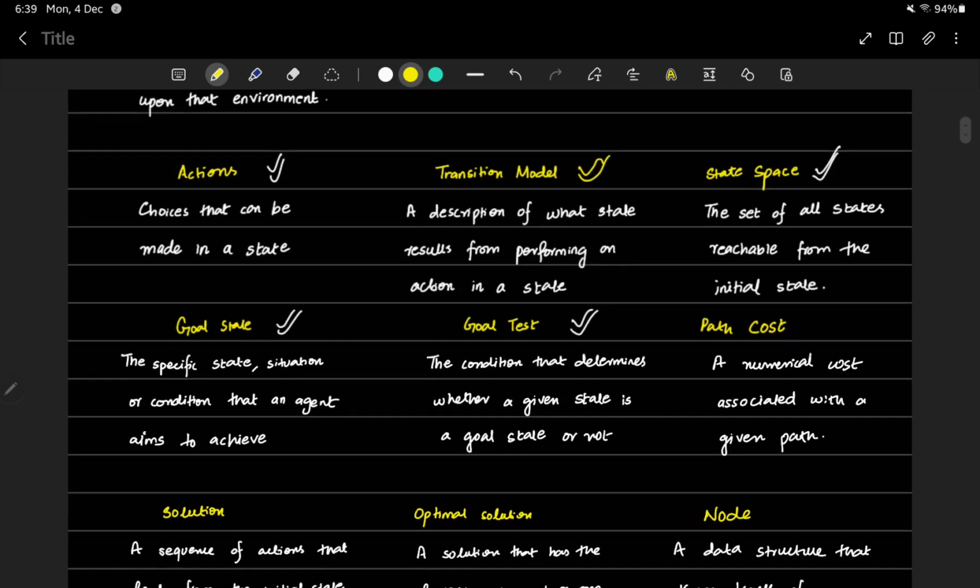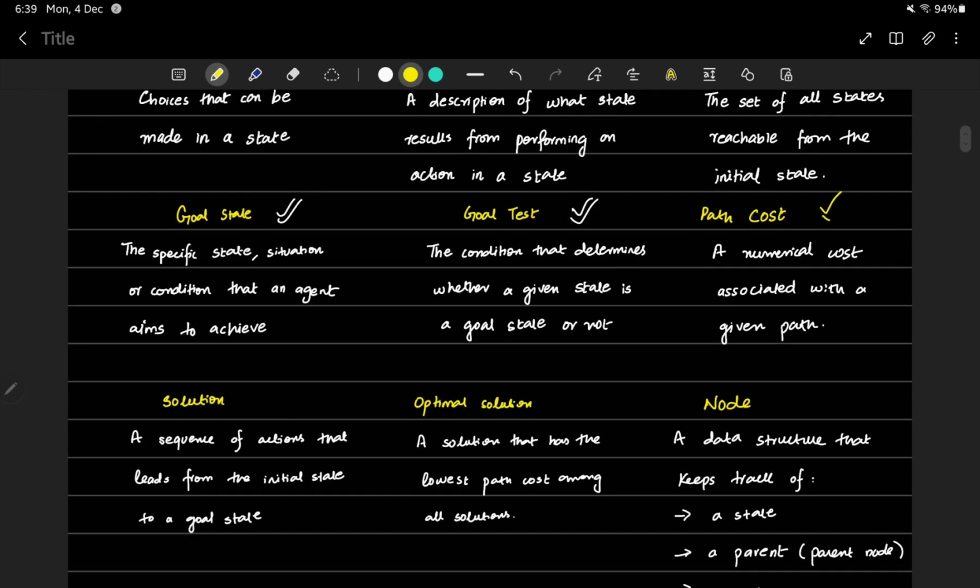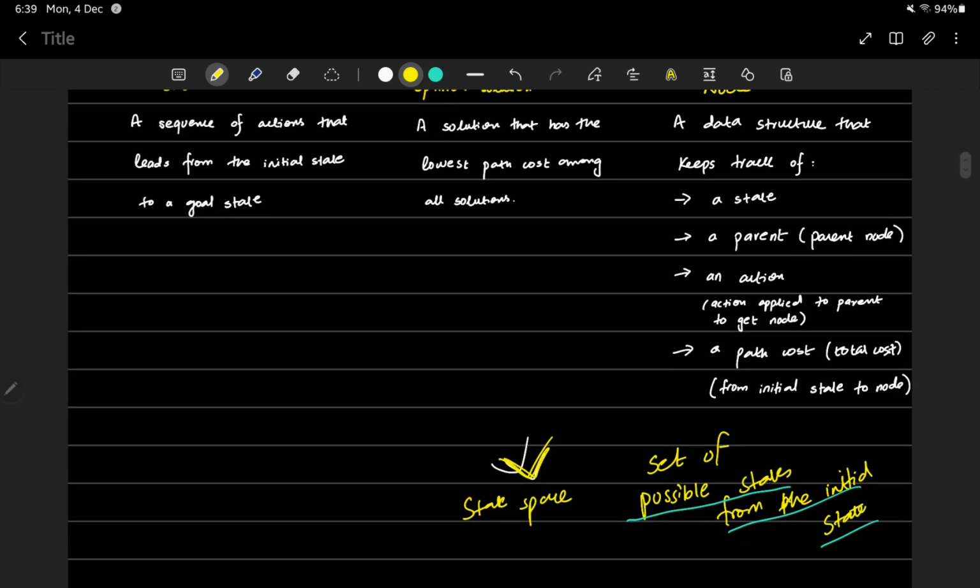So now let's talk about path cost. It is a numerical cost associated with a given path. So let's say I have this node or graph and I have this way, and I say if you want to go from A to B, it will take $5. If you want to go from B to C, it will take $10. And if you want to go from C to D, it will be $1.